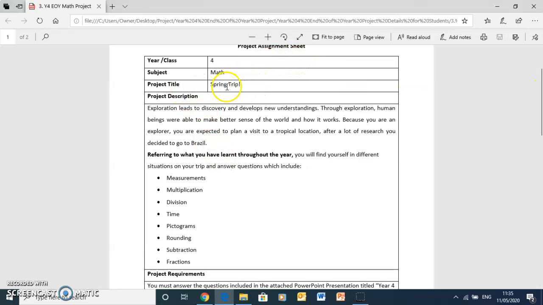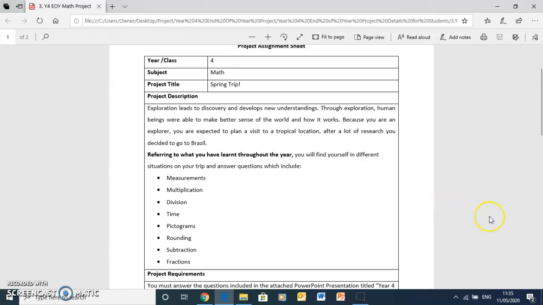Project title, Spring Trip. Project description. Exploration leads to discovery and develops new understandings. Through exploration, human beings were able to make better sense of the world and how it works. Because you are an explorer, you are expected to plan a visit to a tropical location. After a lot of research, he decided to go to Brazil.